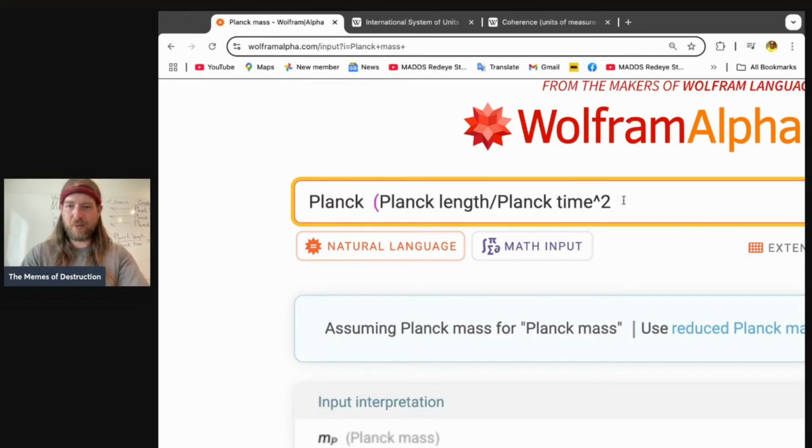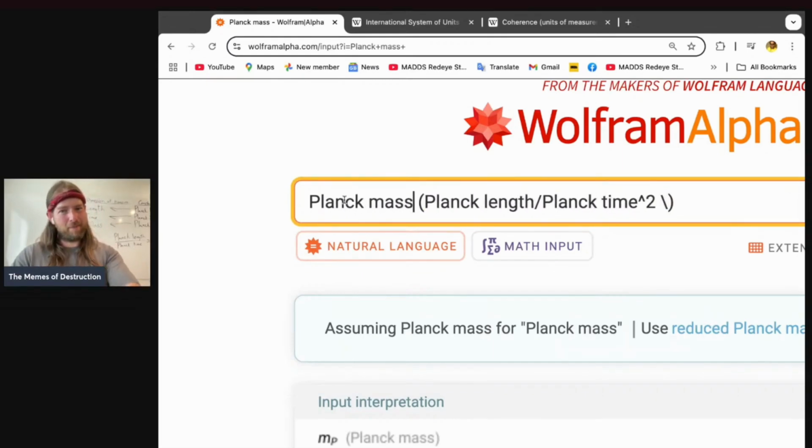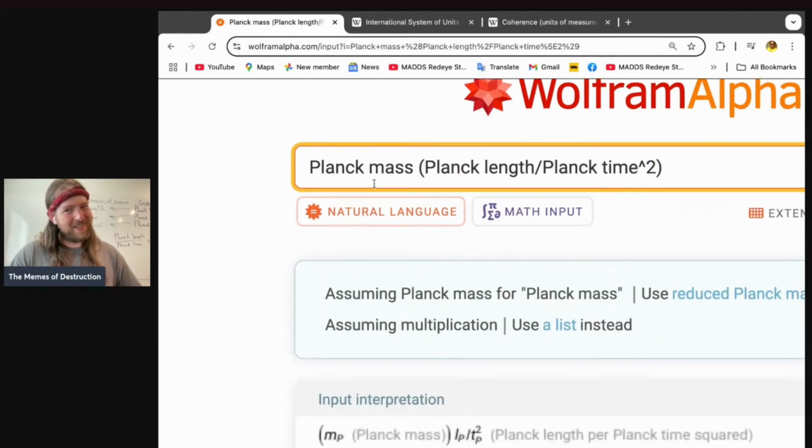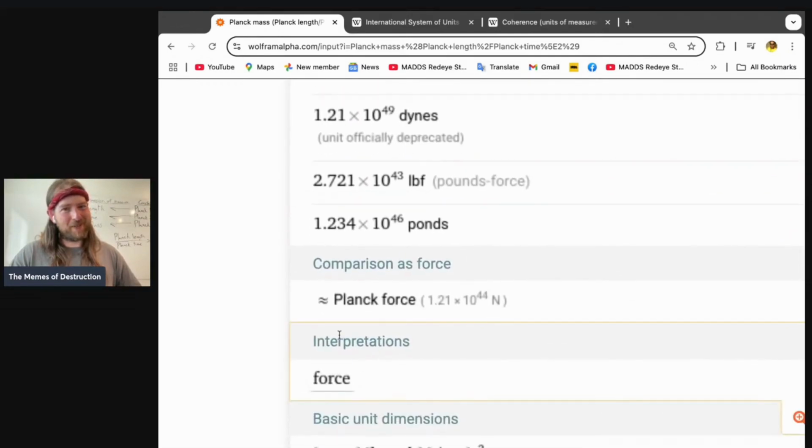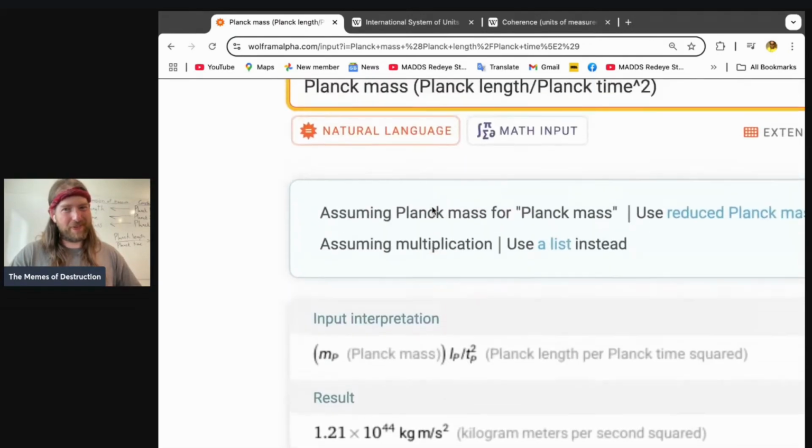Okay. So what we got? We've got, finish putting our mass term in it. All right. So we've got mass, and this should be acceleration. Okay. So this is force. All right. So we got the Planck force there. So that's a unit of force.